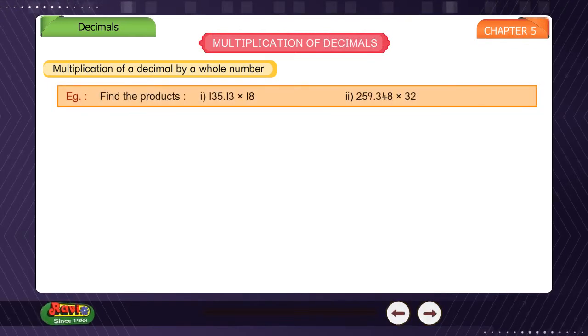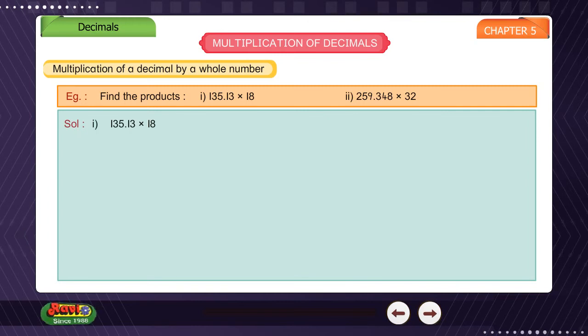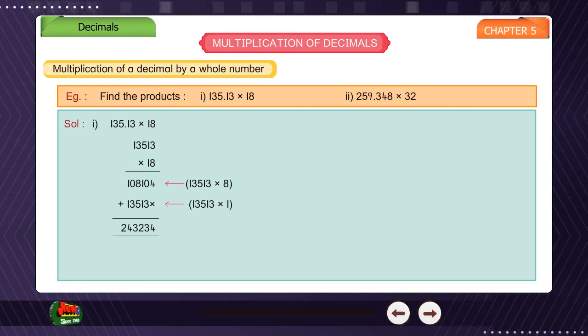Example. Find the products. 1. 135.13 into 18. 2. 259.348 into 32. Solution. 1. 135.13 into 18. 13,513 into 18. 13,513 into 8 is 1,08,104. 13,513 into 1 (tens) is 1,35,130. The sum is 2,43,234.